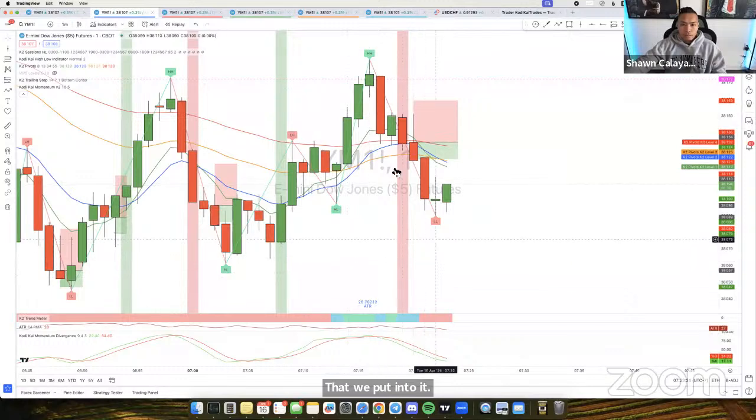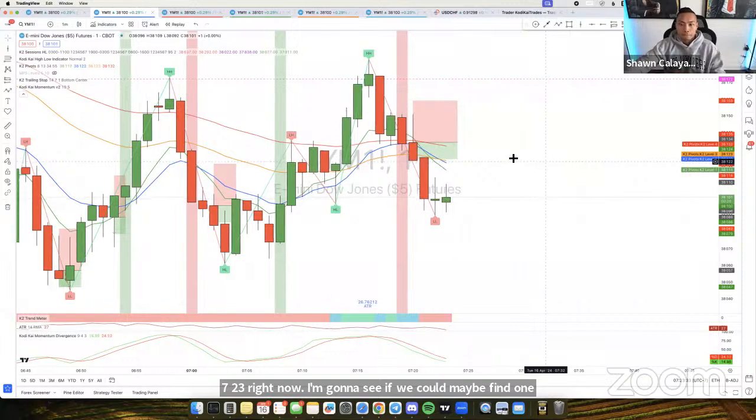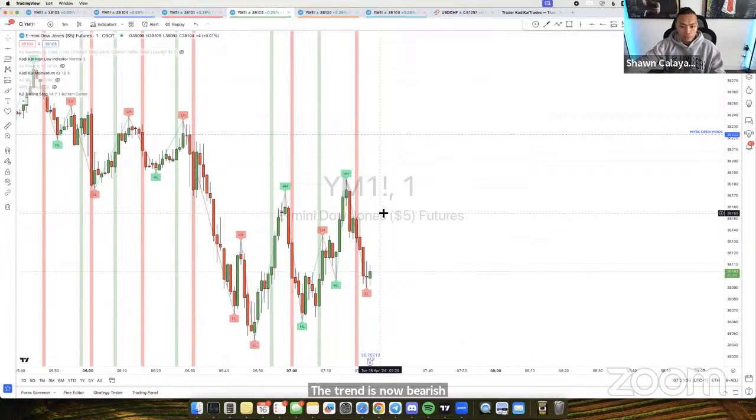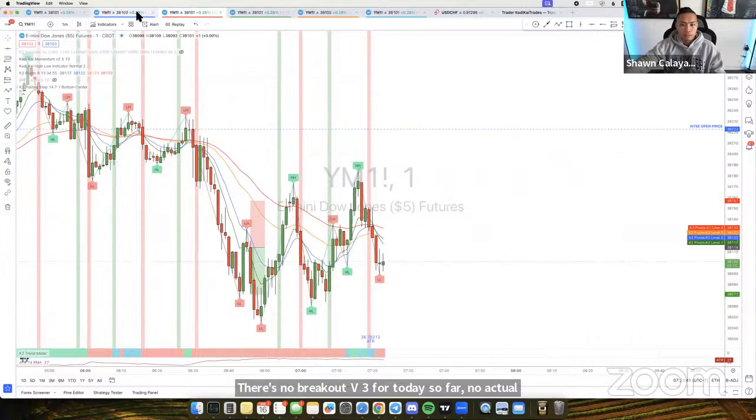So let's see. 723 right now. I'm going to see if we can maybe find one more entry, but we'll see. It's getting closer to 740. The trend is now bearish. There's no breakout V3s for today so far. No actual breakout V3s. We had a continuation, but not an actual one.